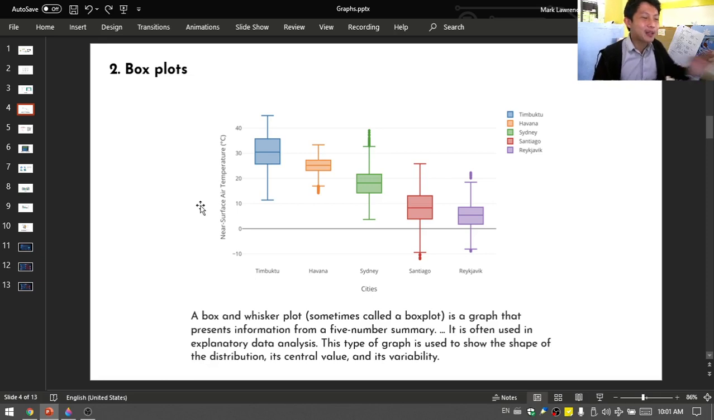Hindi talaga for example, in that particular day, hindi naman talaga nagiging 11 degrees Celsius. But what this data is trying to say is that Timbuktu can be as low as 11 degrees Celsius and can be as high as 45 degrees Celsius.